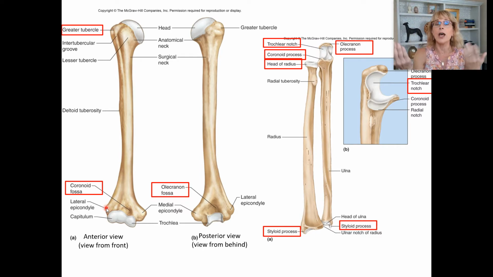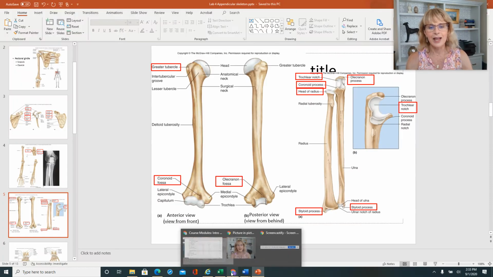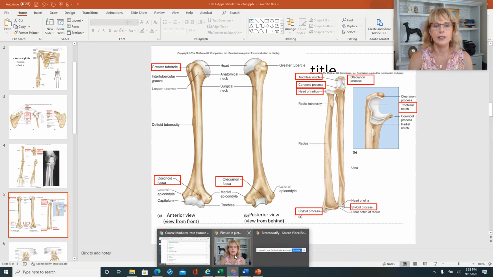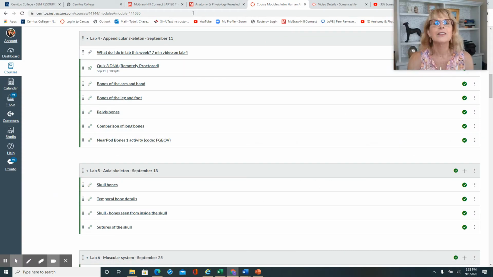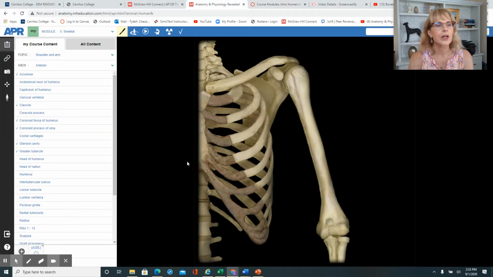When you're looking at a bone, how do you know which one is medial? It's on the same side as the head, always, okay? Then we've got this area called the trochlea and the capitulum, and now I need to explain some stuff to you. Gosh, do I have a picture of it? Darn it. All right. Let's go to our dissection.